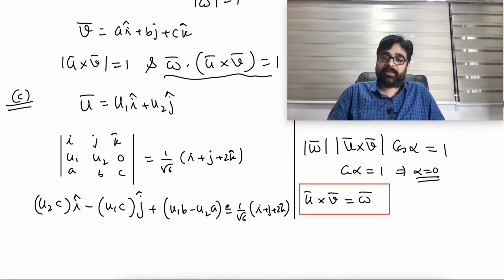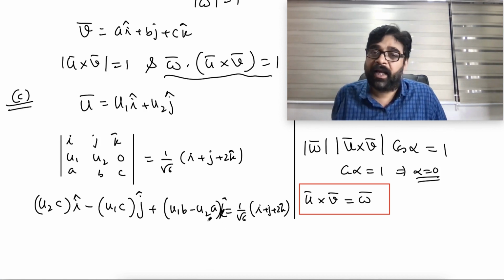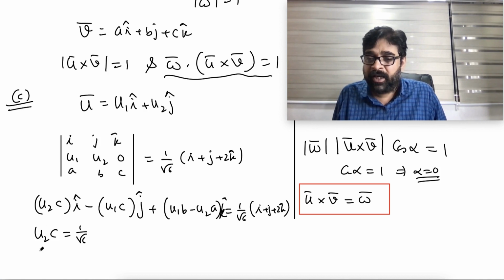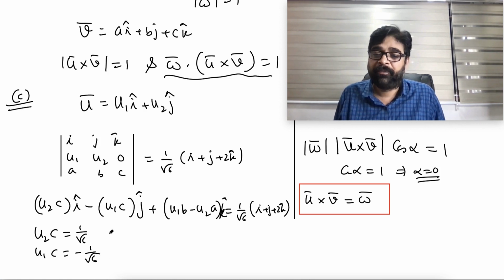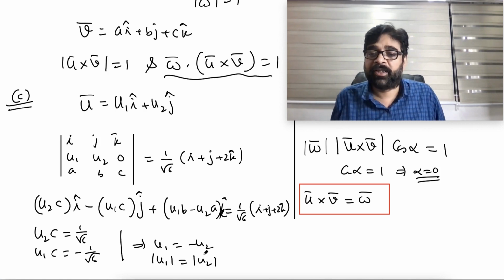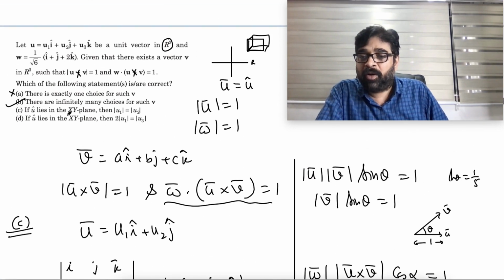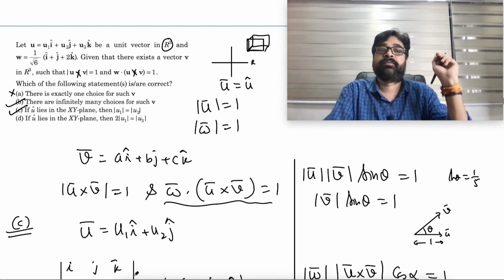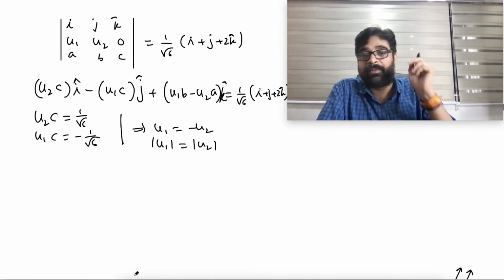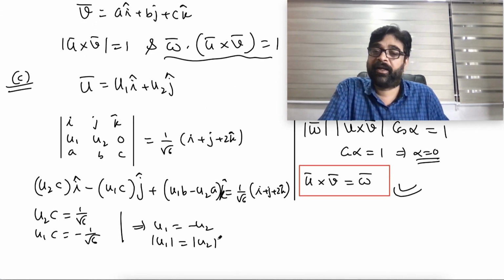Now since both are the same thing, I can compare the ijk coefficients. So you'll get u2c equal to 1 by root 6 and u1c equal to minus 1 by root 6. I hope you're able to understand, everybody. Now if you divide, you will get u1 equal to minus u2. So mod of u1 will be equal to mod of u2. Have you understood? So we got this option correct. Now the D option, we have to re-verify.